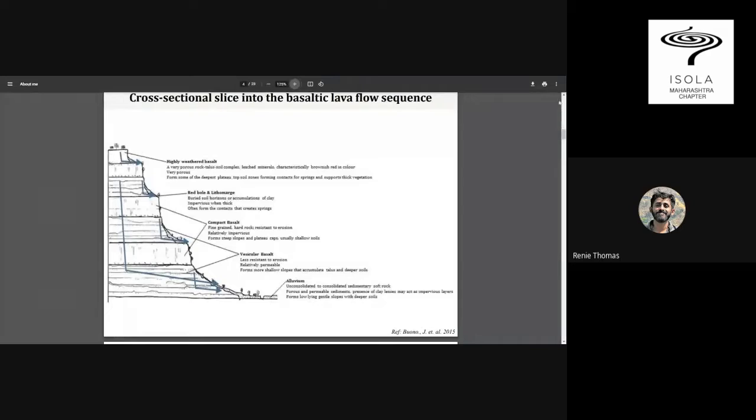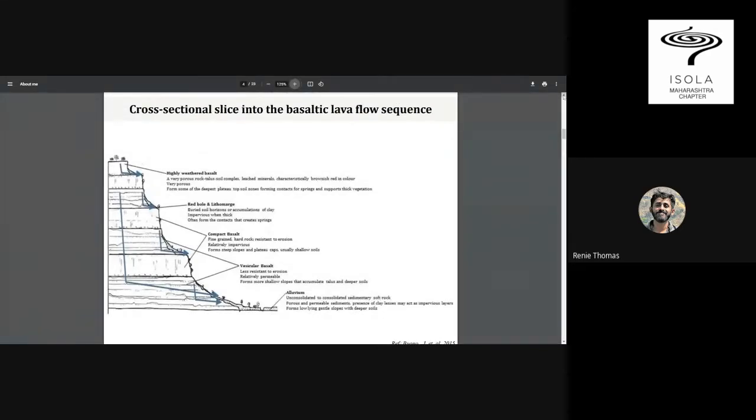So if I have to slice through a Deccan basalt flow sequence, it looks something like this. If you look closely, there are different rock types which define it. Compact basalt is basically an impervious hard rock, so usually it stands as a capping rock unit. But there are different rocks which I was talking to you about in basalt. There are variations. So these are flow top units, and there are different ones.